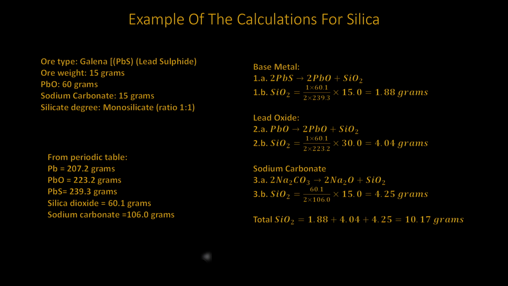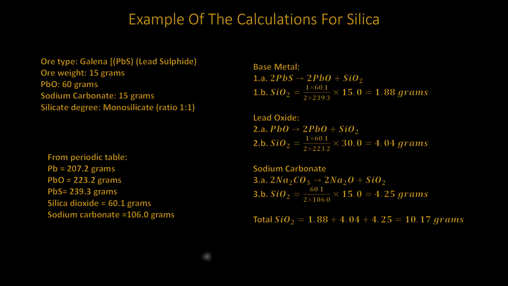Each of these components and/or elements requires a certain amount of silica to form the slag. To start with, the base metal component is first calculated. As the lead sulfide reacts to reduce to lead oxide, the amount of silica required to slag the base metal oxide is shown. Since there is one molecule of silica having a molecular weight of 60.1 grams, it is divided by the two molecules of the lead sulfide times the weight of the ore material being 15 grams, which gives us the estimated amount of required silica as being 1.88 grams.